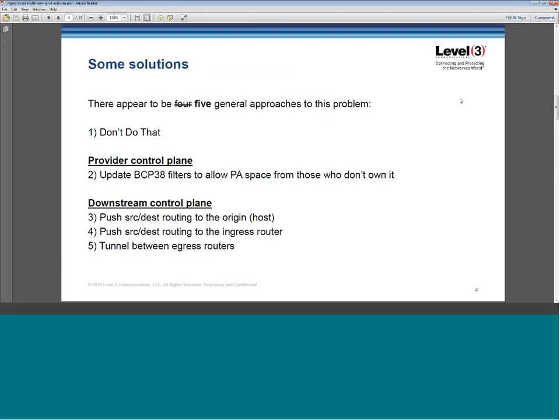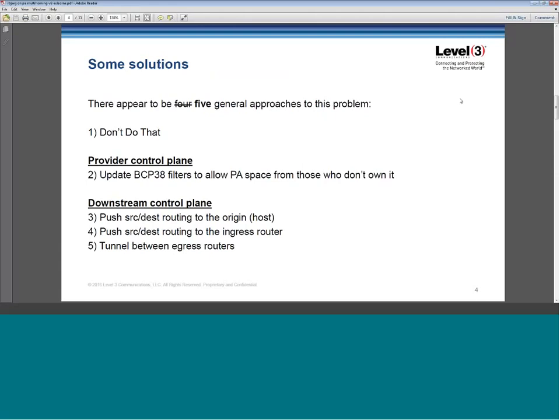The midpoints don't know anything about it anyway. If you're doing pure hop-by-hop IP, yeah, you could push source destination routing for all possible sources and all possible destinations to all hosts in the network. I won't. You do as you like, I guess.